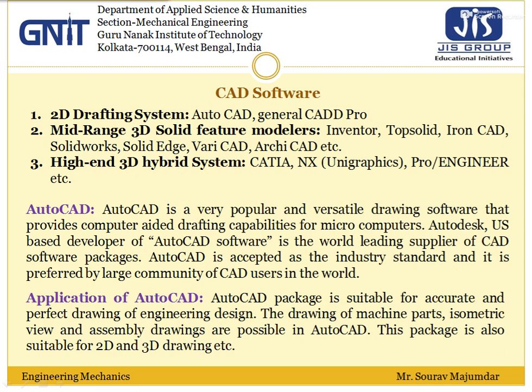Yes, so let us discuss how many types of CAD software there are. If you start from 2D drafting systems, in 2D drafting that is AutoCAD and General CAD Pro. These two software were generally used for 2D drafting in our oldest days. Now for mid-range 3D solid feature modelers, there are Inventor, TopSolid, AutoCAD, SolidWorks, Solid Edge, VariCAD, ArcCAD, all these things are available. And now for advanced level, there are high-end 3D hybrid systems like CATIA, NX, Pro Engineering, etc., available for CAD software.